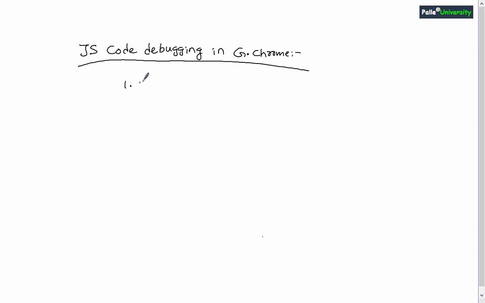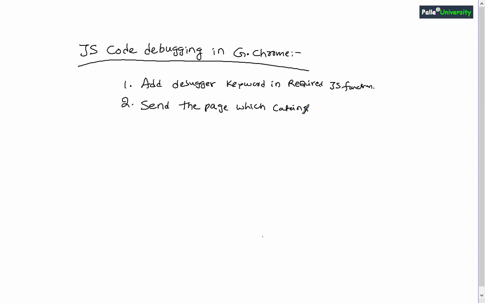So the first step is, whichever function you would like to debug in Google Chrome browser or any browser, in that function you need to add a special keyword called the debugger keyword. Okay, let me write it properly. First step is add a debugger keyword in the required JavaScript function whichever you would like to debug. Second step is send the page which contains JavaScript code to the browser.